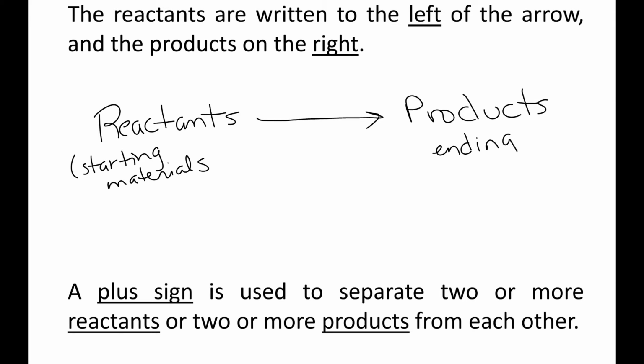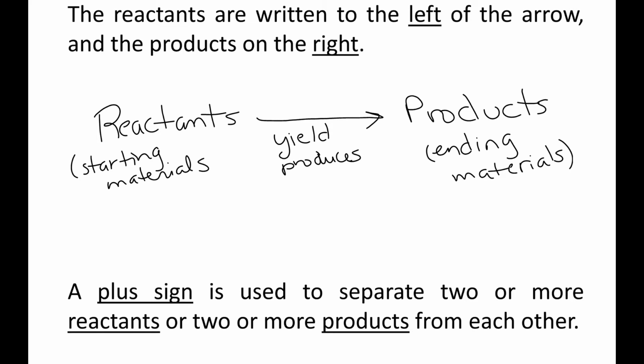So, ending materials. Every once in a while, the arrow will be going the other way, and then the reactants would technically be on the other side. But a lot of times, if it's going to the right, it also goes to the left, so you'll have a double-ended arrow. That means it goes back and forth, but we'll get into that at a later date. By the way, the arrow means either yields or produces. Okay, so hopefully you understand that.